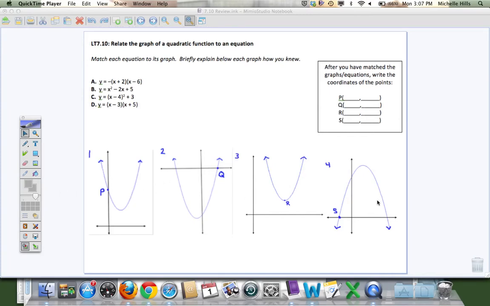As I glance through these, I notice that three of these four graphs open up and one of the parabolas opens down. I know enough about equations to know that if it opens down, the coefficient of x squared is negative. So I look, and the only one of these equations where the coefficient of x squared would end up being negative is A. So I know that 4 matches equation A.